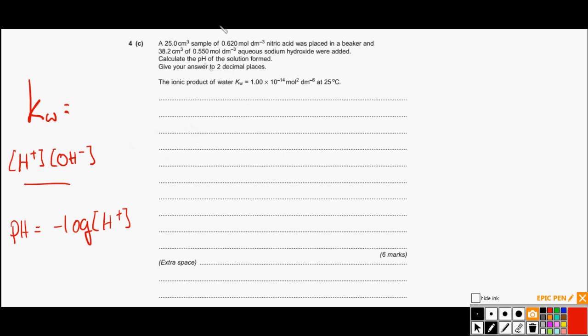So first, obviously calculating the moles of nitric acid, HNO3, and that's equal to 0.620 times your volume divided by 1000 to get in moles per decimeter cubed, because we're converting the units. So 25 divided by 1000, and that gives us 0.0155.